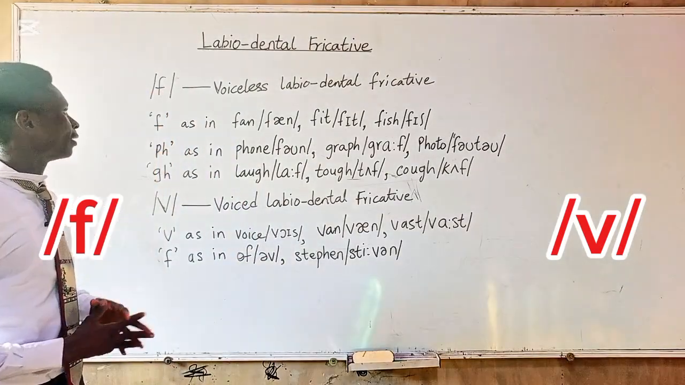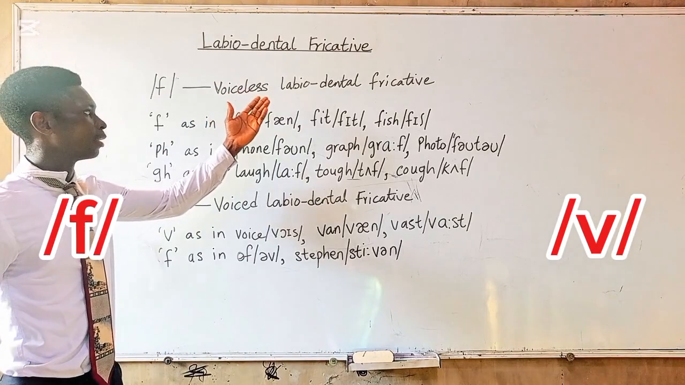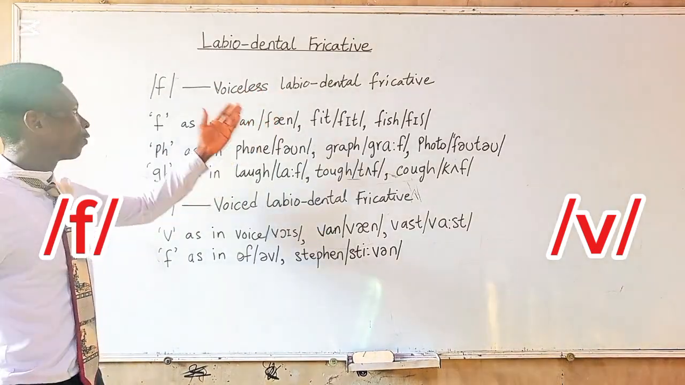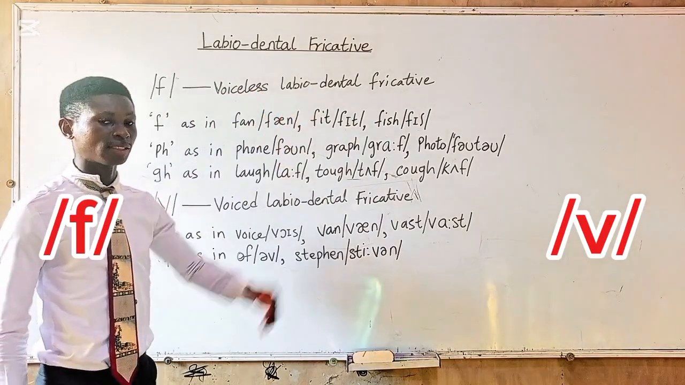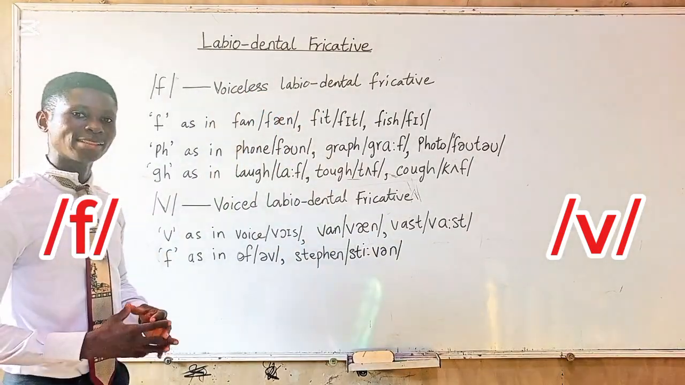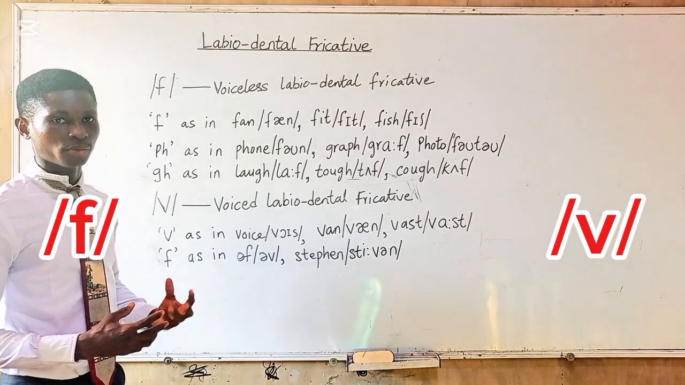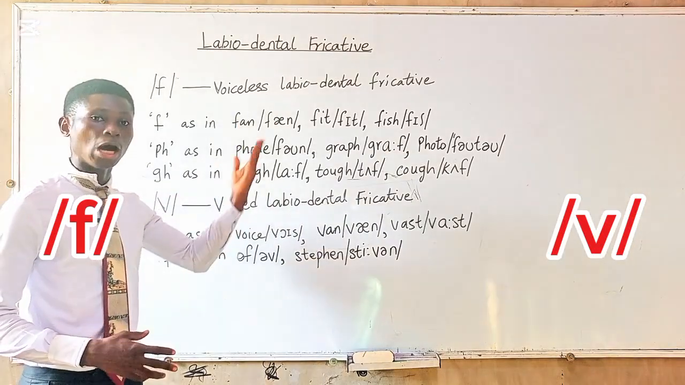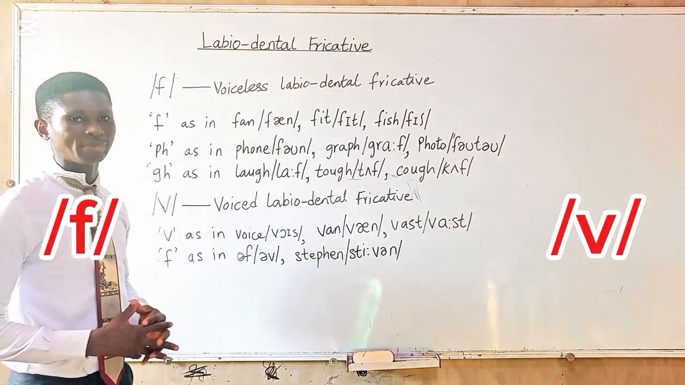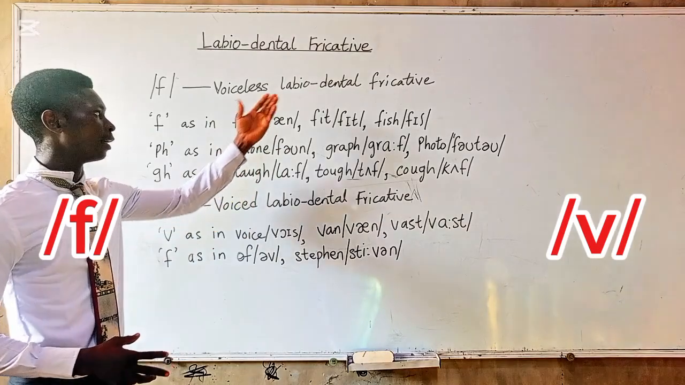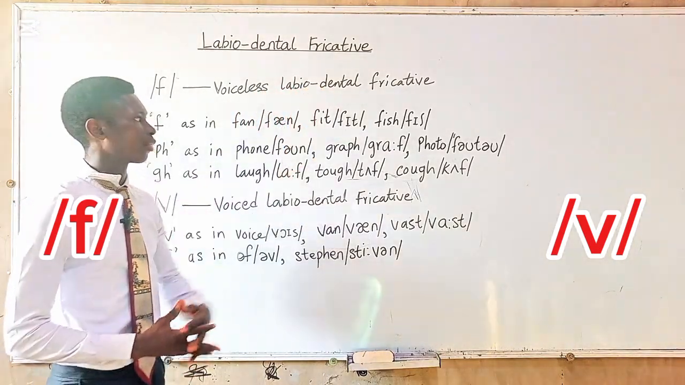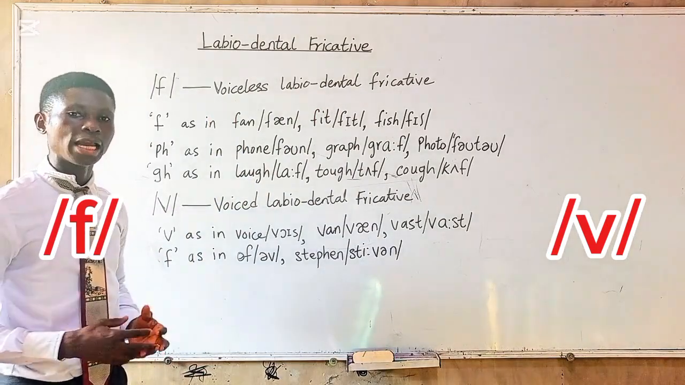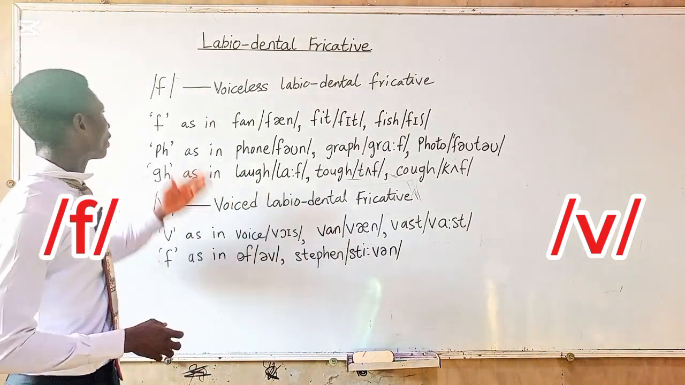/f/ is seen as the voiceless labiodental fricative sound. Voiceless in the sense that there's no vibration in your throat when you articulate the sound. And then labiodental because of the organs of speech involved, that is the lip and the teeth. Then fricative because it makes a hissing sound.